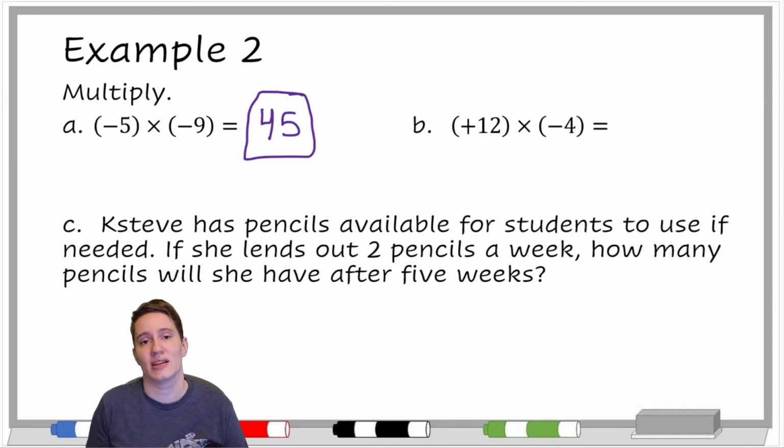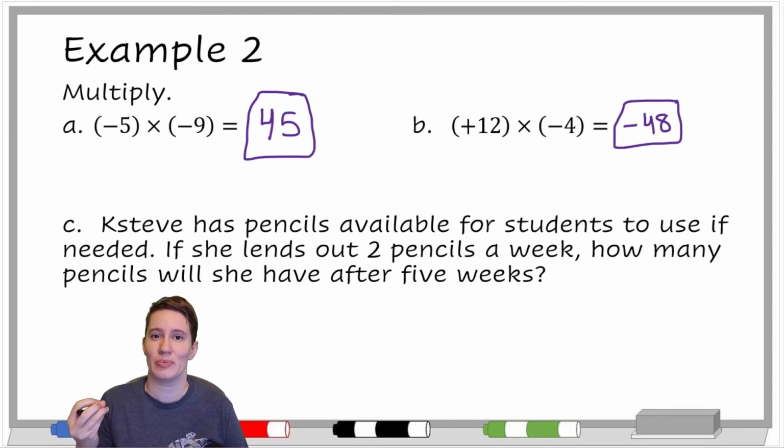B, 12 times negative 4. Well, 12 times regular 4 is 48, and a single negative makes this negative overall. So, negative 48. Think of it like negatives are really powerful, right? Having one negative can overall make your answer negative, just like having one negative comment in your day can really mess with your day, which is kind of a sad analogy, but that's how this works. One negative makes this overall negative.